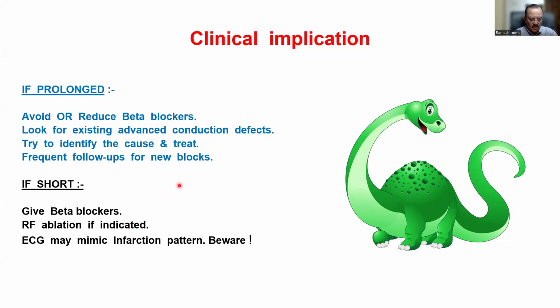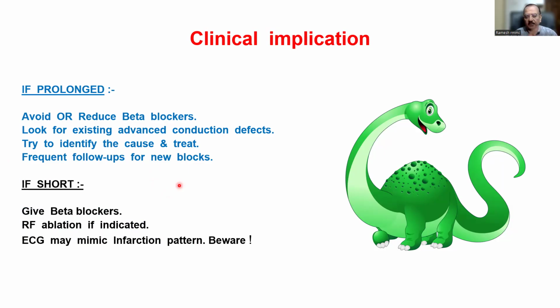Whereas if it is a short PR interval, you have to give beta blocker. That is the difference between the two clinically. If it is prolonged, you should not. If it is short, you should give beta blocker. Why should you give beta blocker? Otherwise, they are prone to SVT, supraventricular tachycardia. Anytime, people with WPW syndrome can go into an SVT, and it can be fatal for those patients.